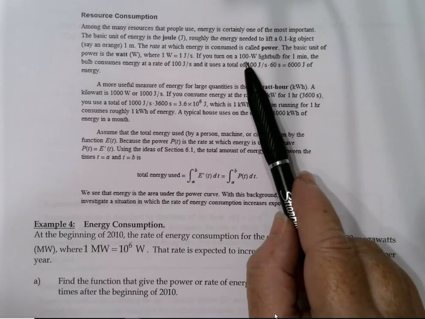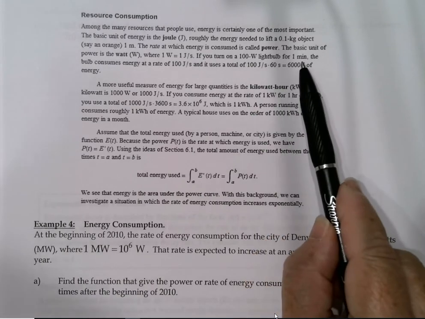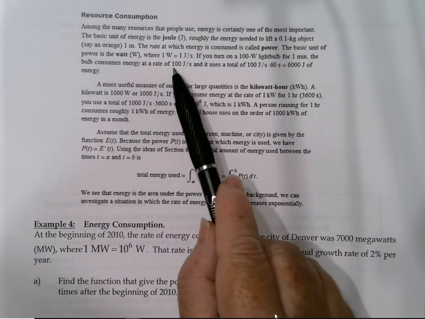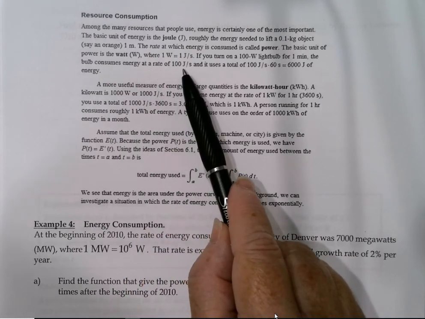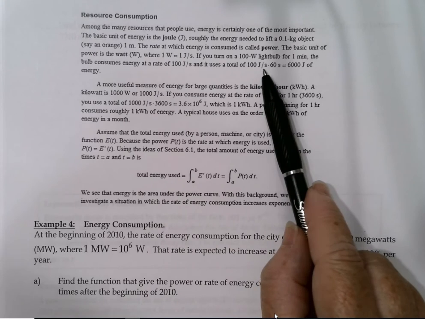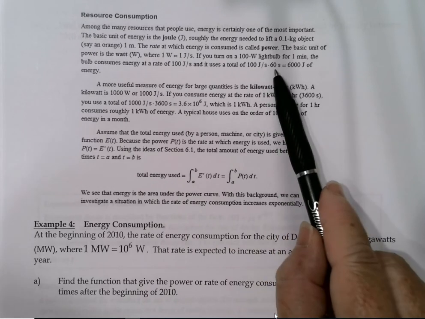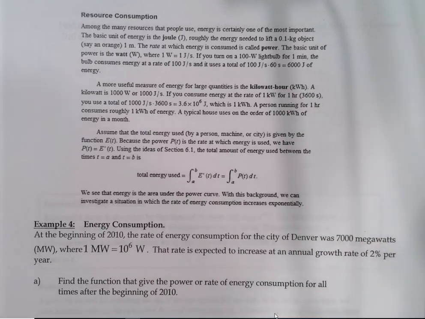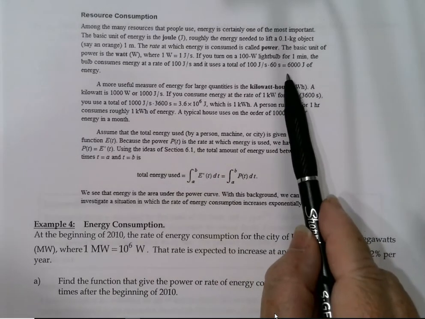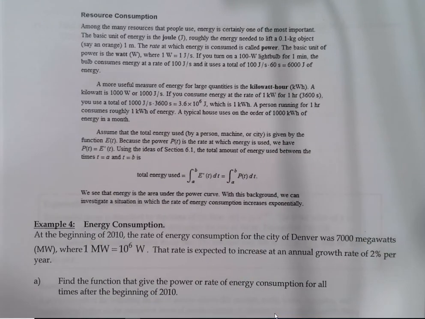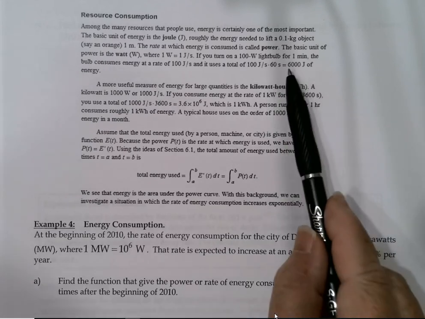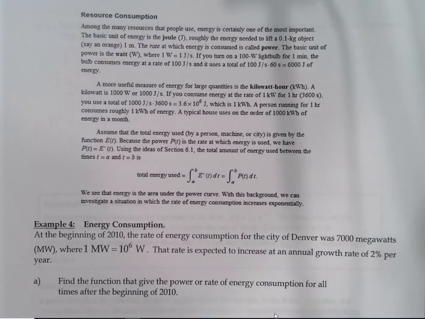In fact, if you turned on a 100-watt light bulb for 1 minute, the bulb consumes energy at the rate of 100 joules per second, and it would use a total of 100 joules per second times 1 minute, or 60 seconds, or 6,000 joules of energy. Now, when you think about that being how much energy it takes to run a 100-watt light bulb for 1 minute, you can appreciate the fact that measuring our energy consumption in joules is not realistic. That's going to be huge numbers. So we need a more useful measure.